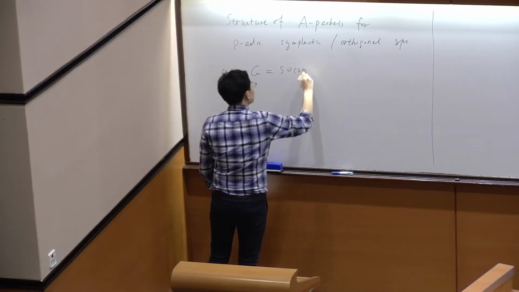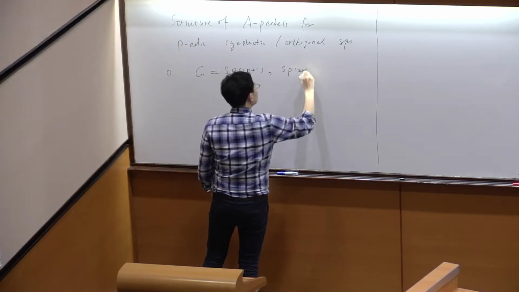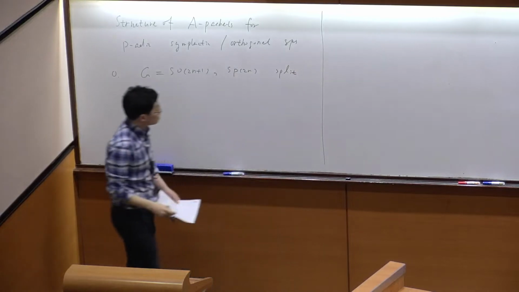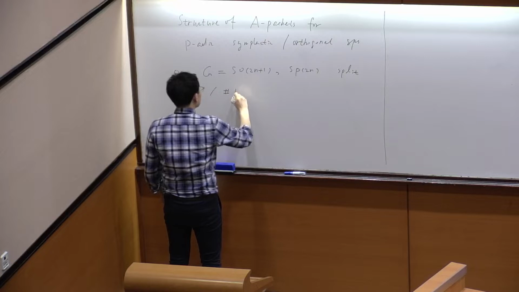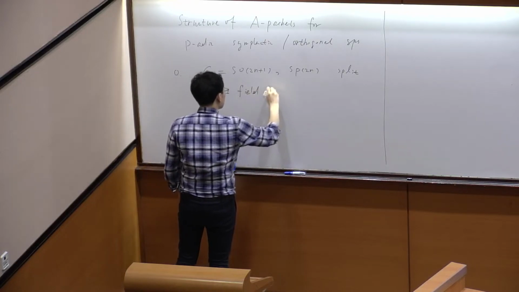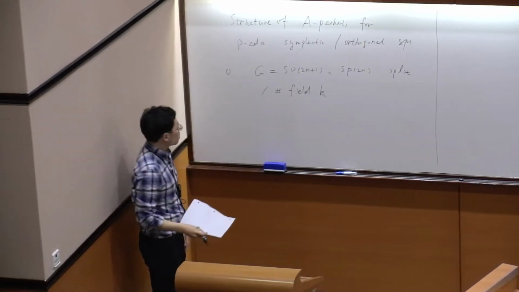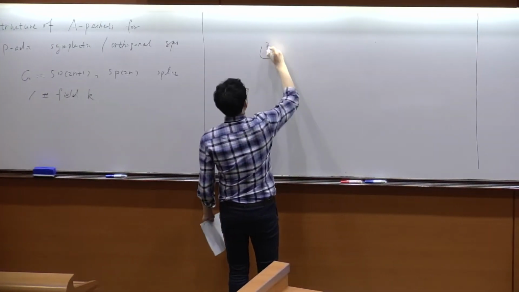So throughout this talk, I'll take G to be an orthogonal or a symplectic group. We assume the group is split. First, let's say it's over a number field. So the reason we want to introduce the A-packets is to understand the spectral decomposition.